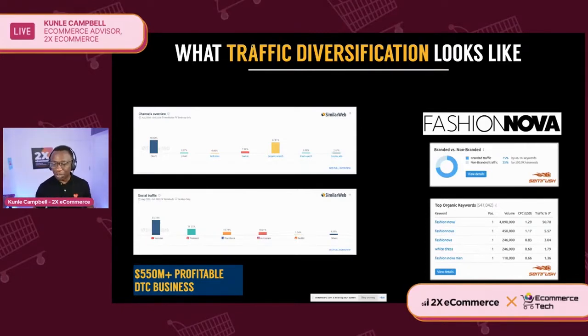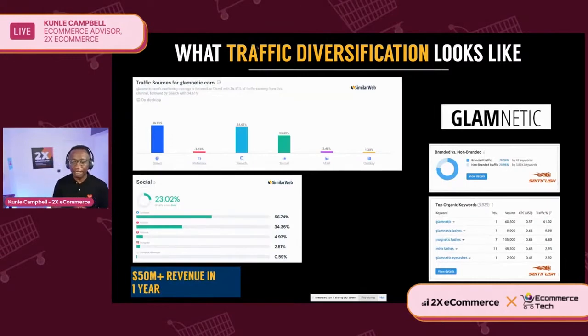And the last one, which really trips me, is Glamnetic. Glamnetic went from 0 to $50 million in revenue in one year. One freaking year. It's mind-blowing. And again, if you break it down and look at their direct traffic, 36%, search 34%. Let's delve into what search is. 80% of their search, of the 34%, is branded. Again, we see a pattern.